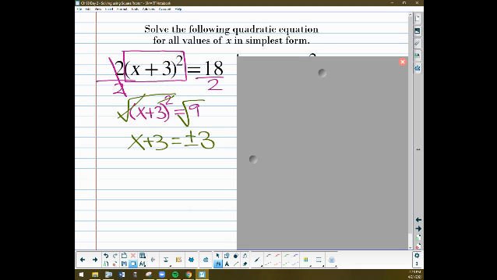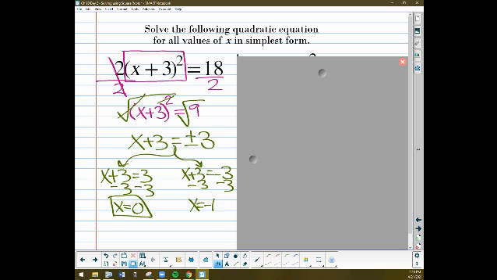Okay, so think about this. Whenever we have vertex form, whenever we have quantity squared, we have to set up 2 equations. X plus 3 equals positive 3, and x plus 3 equals negative 3. Minus 3 from both sides, and I get x equals 0 is one of my solutions. Minus 3 from both sides, and I get x equals negative 6 for my other solution.